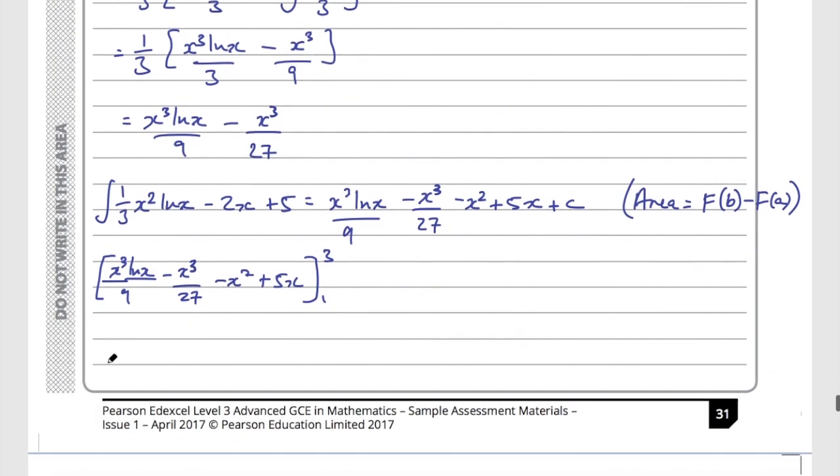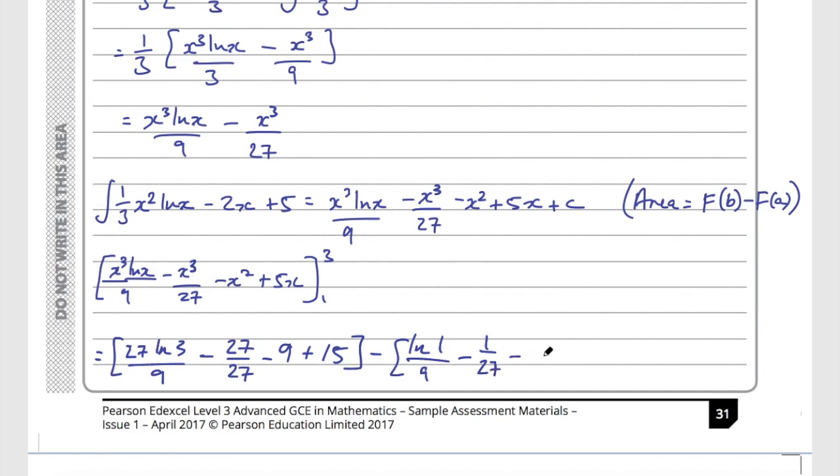Okay, so continuing on. We substitute 3 into this, and substitute 1 and subtract them. If we substitute 3 in, we're going to get 3 cubed, which is 27, and the log of 3 over 9, minus 3 cubed again, 27 on 27, well that's just going to cancel to 1, minus 3 squared, which is 9, plus 15. So that's when we substitute 3 in, and then we subtract when we substitute 1 in. So 1 cubed is just 1, and then the log of 1 over 9, minus 1 cubed, which is 1 over 27, minus 1 squared, plus 5 times 1.